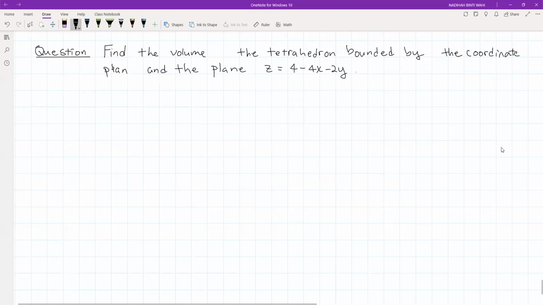Find the volume of the tetrahedron bounded by the coordinate planes. Planes should be plural here. And the plane z equals 4 minus 4x minus 2y. Okay, the key right here is bounded by the coordinate planes, and the plane z equals 4 minus 4x minus 2y. Okay, so first of all, we need to look at its boundaries.